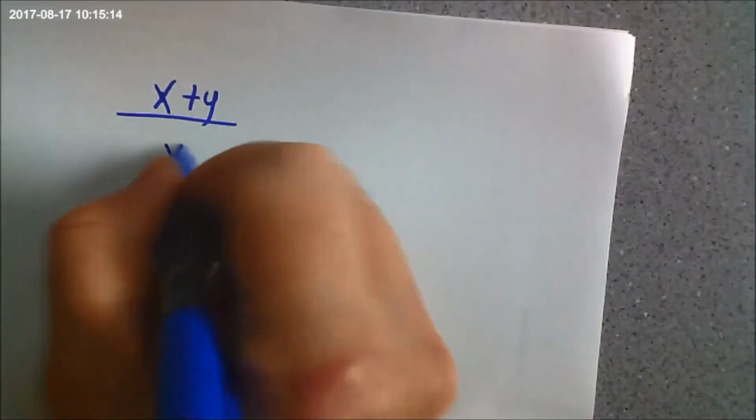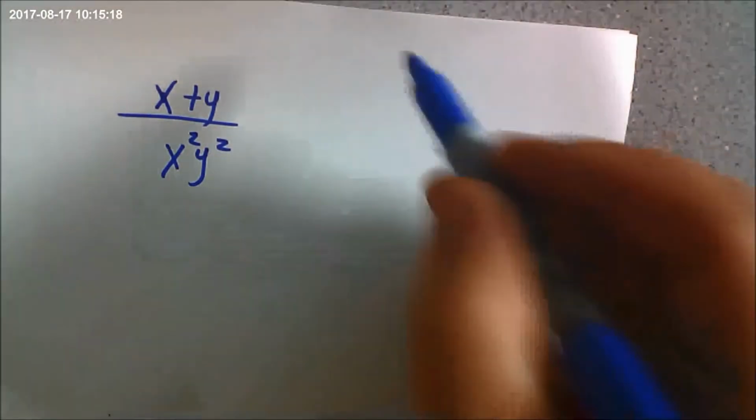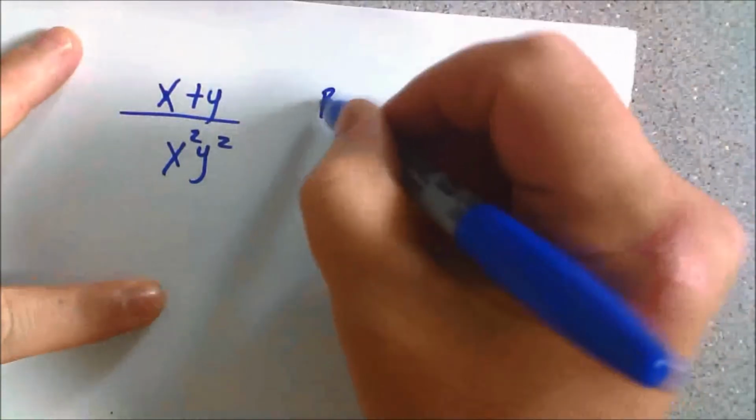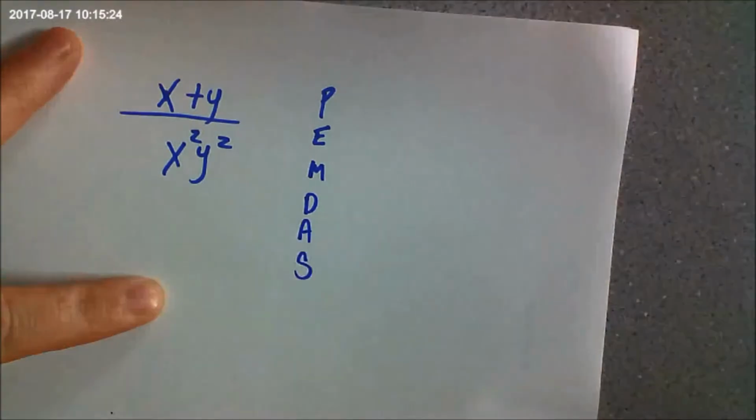X plus y over x squared, y squared. Let's take a look at the order of operations. You know, PEMDAS. Please excuse my dear Aunt Sally. Or something like that. I forget.